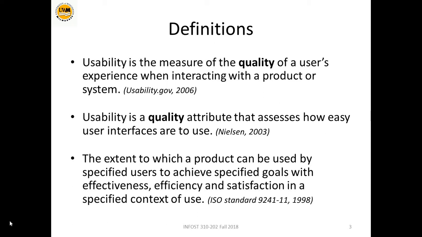Usability is the measure of the quality of users' experience when interacting with a product or system. Or we can say that usability is a quality attribute that assesses how easy user interfaces are to use. The extent to which a product can be used by specified users to achieve specified goals with effectiveness, efficiency, and satisfaction in a specified context of use.